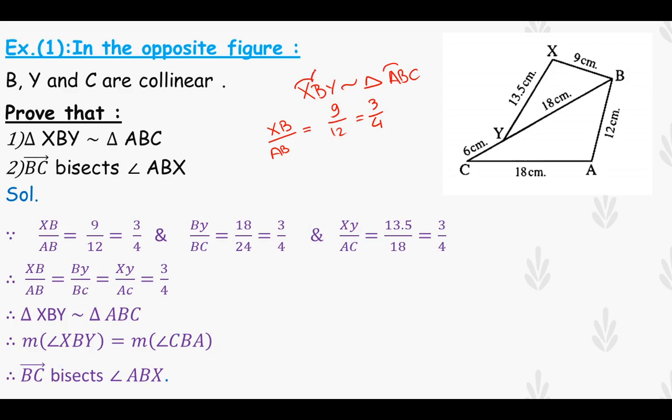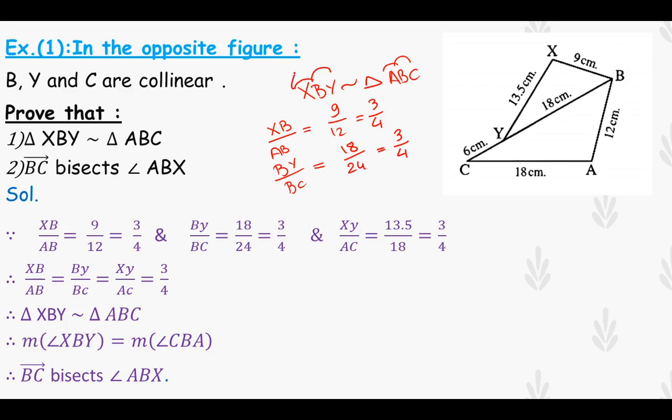Okay? So we are going to find BY over BC. What is the length of BY? BY equals 18, over BC. BC will be 18 plus 6, so this equals 24. Put it in the simplest form: divided by 6, 3 over 4.